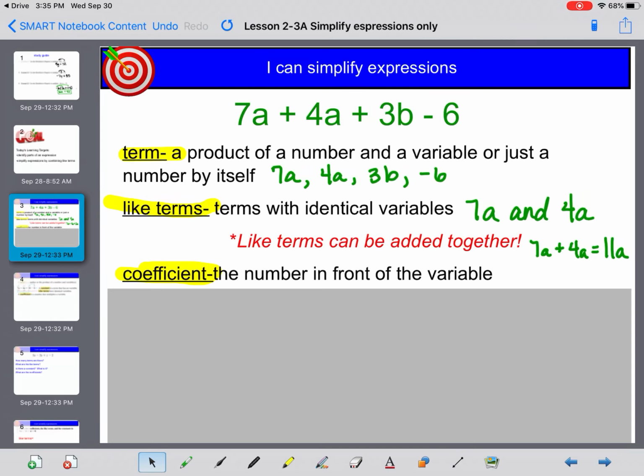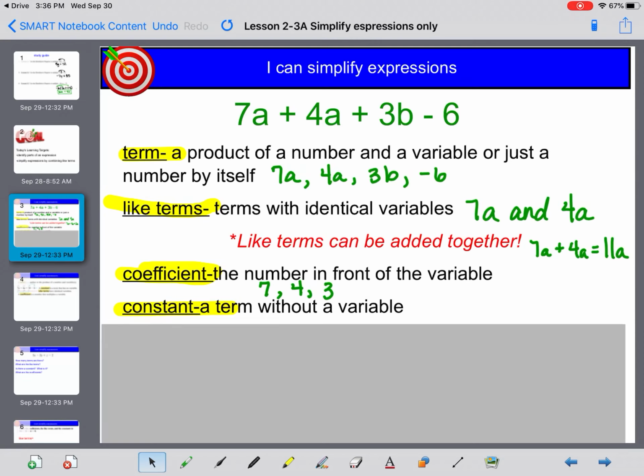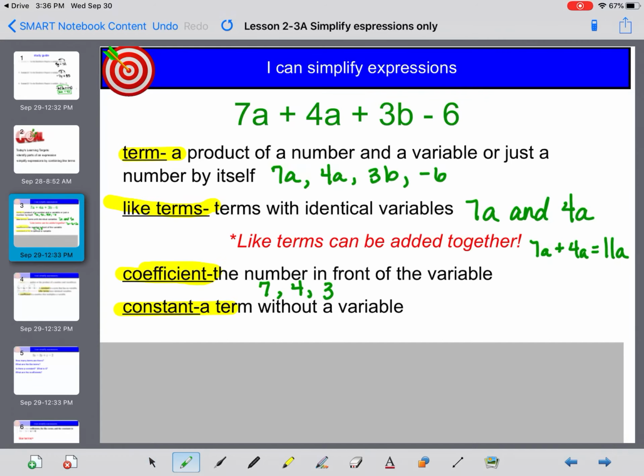Coefficient. The coefficient is the number in front of the variable. In the example above, do not include the variable. So in the example above, 7 is a coefficient, 4 is a coefficient, and 3 is a coefficient. Notice I did not write the variable, and I also did not write the negative 6. The 6 does not have a variable after it, so it is not a coefficient. Constant. A constant is a term that does not have a variable. In the example above, the negative 6 is my constant.